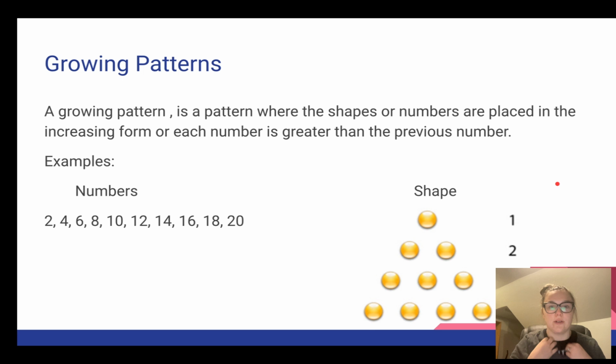Growing pattern. A growing pattern is a pattern where the shapes or numbers are placed in an increasing form, or each number is greater than the previous number. Examples in the numbers would be 2, 4, 6, 8, 10, etc. And then the shape would be the 1 ball, the 2 ball, 3, 4. It's going up by 1, and this is going up by 2 every time.